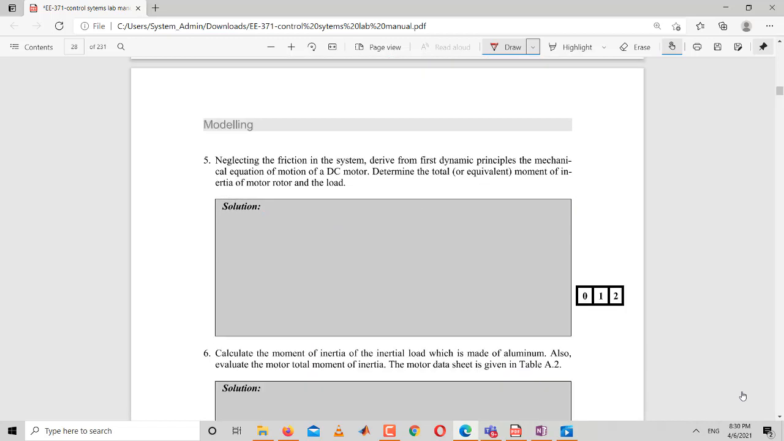Okay, in question number 5, we have to talk about the total or equivalent moment of inertia. So what would be the total inertia of the system? I have to write J total as J equals J equivalent, which is the inertia of the motor and the shaft of the motor, plus the inertia of the load connected right after the motor, so JL. We have to calculate these individual values and then plug them in to calculate the total moment of inertia, where J equivalent is given to us in table A2.